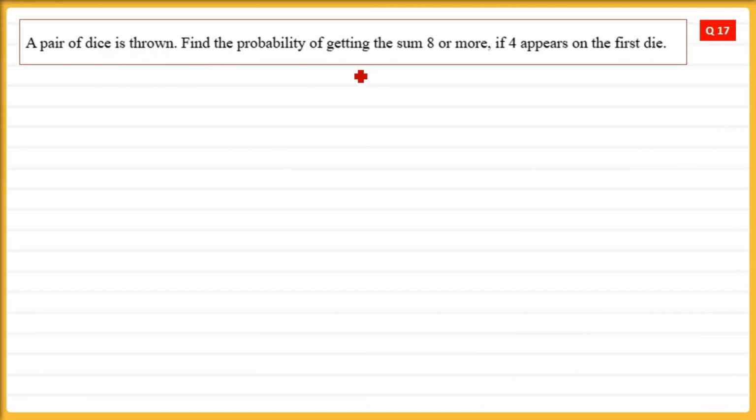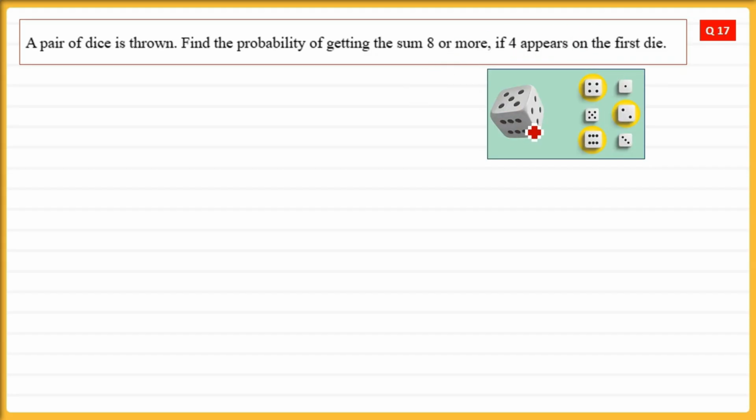A pair of dice is thrown. Find the probability of getting the sum 8 or more if 4 appears on the first die. Now you are aware that the die is a 6 faced shape. 1 to 6 can come. So let's make A and B, which are the events. When it is given that, or if it is known that, it is a conditional probability question. So we'll make the events A and B like this. Find the probability of getting the sum 8 or more. This will be B. It depends on whether you take P(A|B) or P(B|A). Because something has happened, then you have to tell the probability of something. That is how conditional probability works.